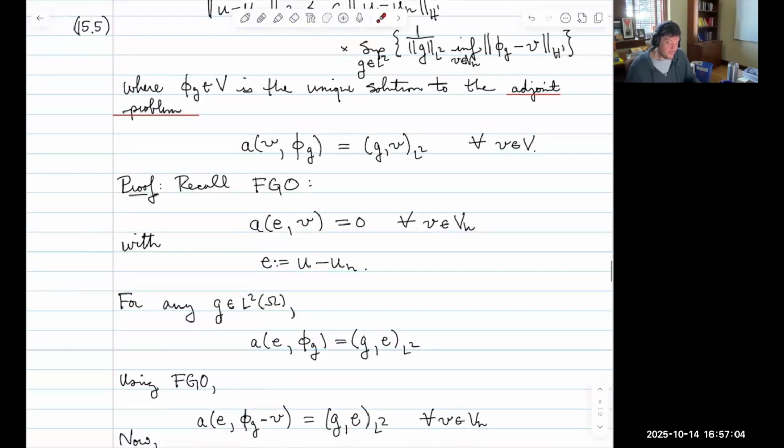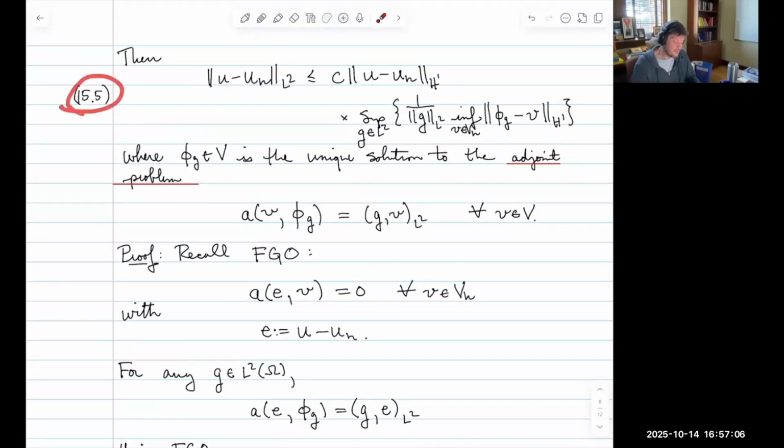All right, so how do we prove this complicated estimate 15.5? Start by recalling the fundamental Galerkin orthogonality. That says that A(E, v) is equal to 0 for all v in VH. So that's what we called fundamental Galerkin orthogonality. I hope you remember that. Now, when we proved it way back when, we didn't call this thing E, we said it's U minus UH. But that's just the error, and so we can put E there rather than U minus UH.